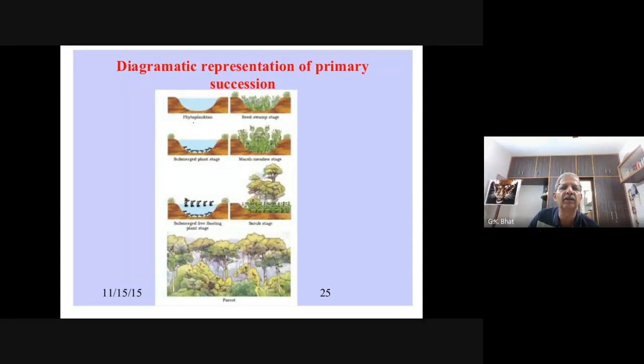This is the phytoplankton stage, the first stage. This is the submerged plant stage, and this is the submerged free-floating stage, and this is the reed swamp stage, and this is the marsh meadow stage, and this is the scrub stage. Then this is the forest stage. If it is not numbered, you just give the numbers 1, 2, 3, 4, 5, 6, and this is 7. Right?